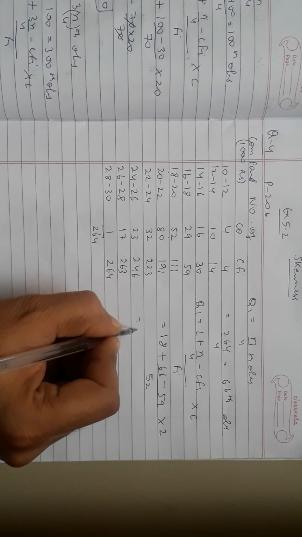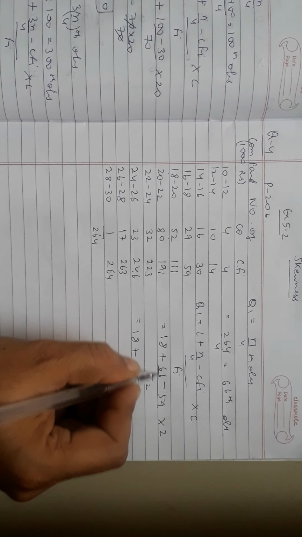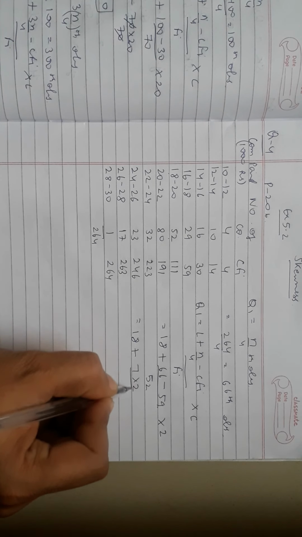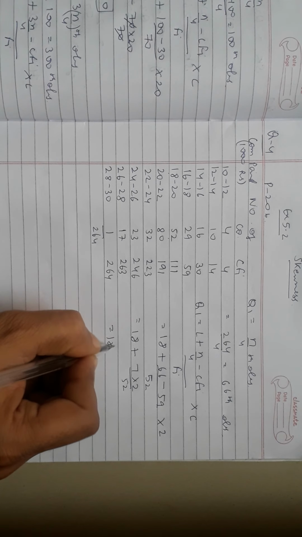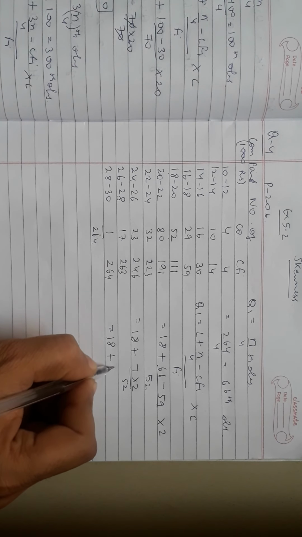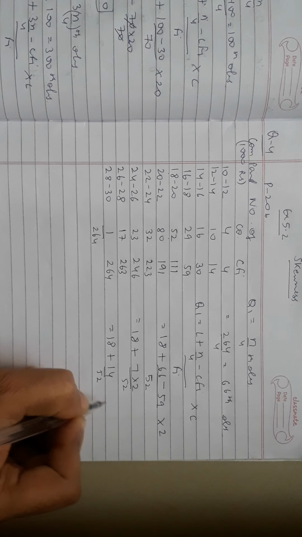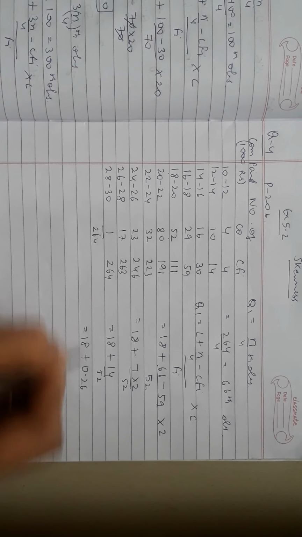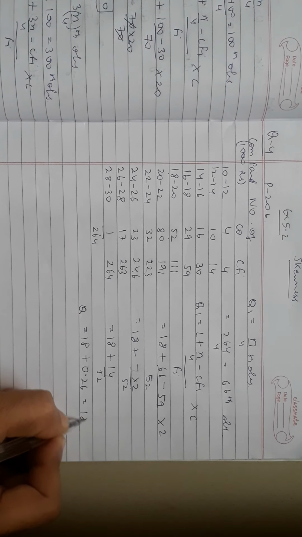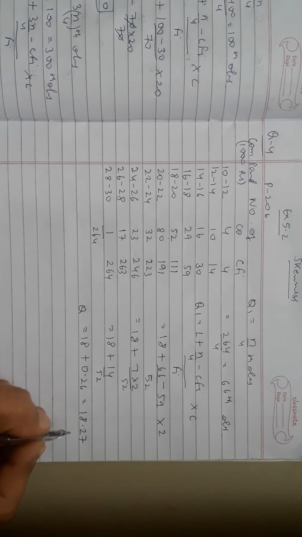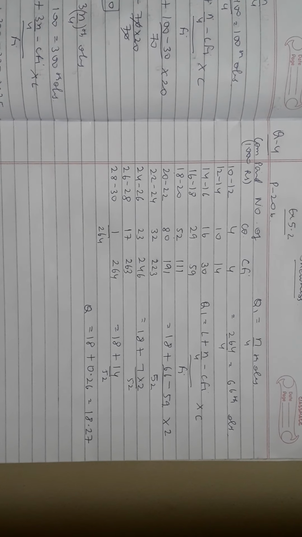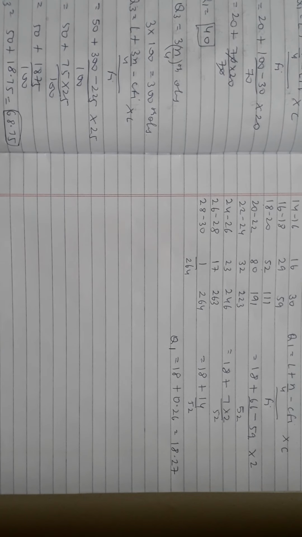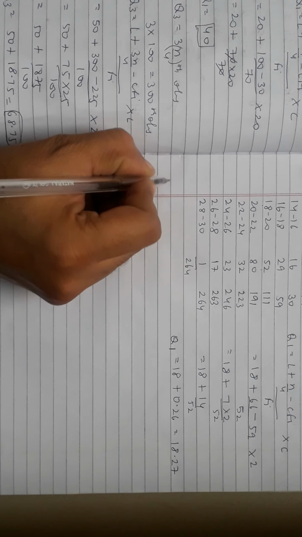Solving this, we got the value for Q1. This is 18 plus 7 into 2 divided by 52, 14 divided by 52. So value for Q1 is 18.27. Round figure they have taken as 18.27. Value for Q1 is 18.27. Now median.